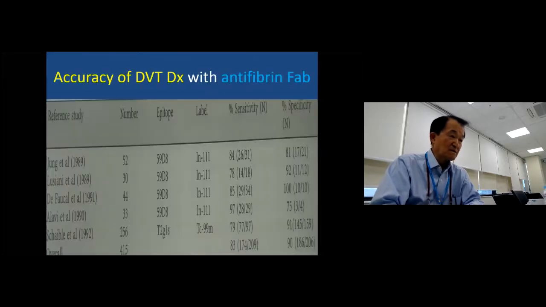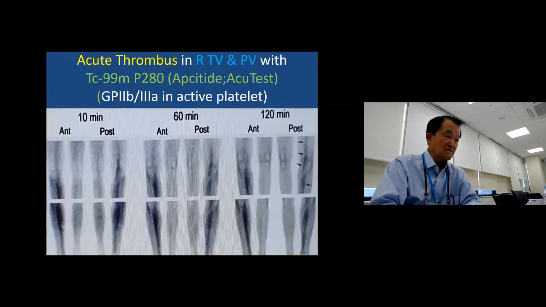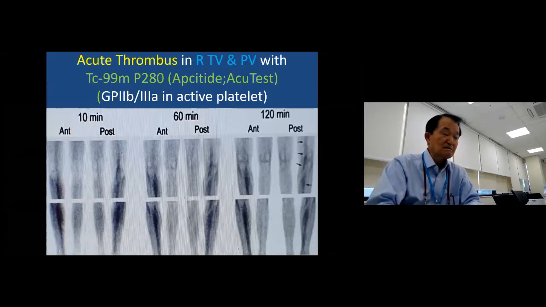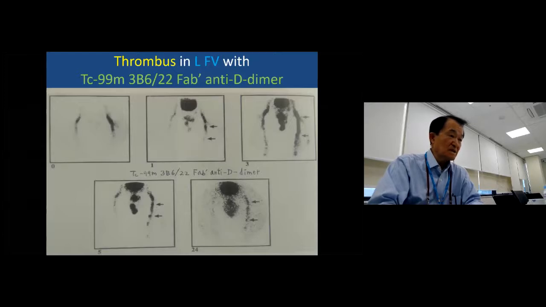There is a last report of at least 85% accuracy. And this P280 peptide is for active platelets; active platelets require a new sort of therapy. And the D-dimer has also been labeled as an antibody. They show this platelet aggregate, a fibrin product.